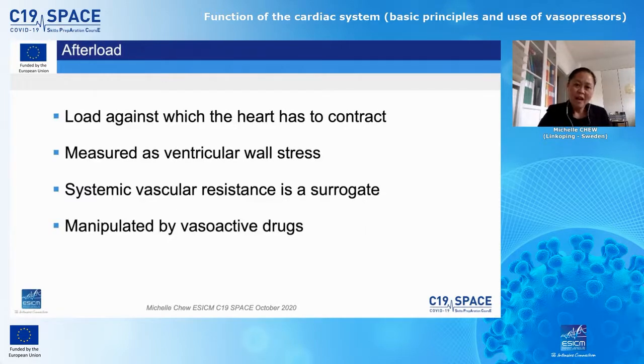So now afterload. Afterload is the load against which the heart has to contract. Now, normally, it's measured as ventricular wall stress. But wall stress is extremely difficult to measure in the clinical setting. Thus, we use systemic vascular resistance as a surrogate. And this also requires an arterial line. Now, afterload is easily manipulated by giving the patient vasoactive drugs. So this would be vasopressors, such as noradrenaline infusion, or vasodilators, such as nitroglycerin.